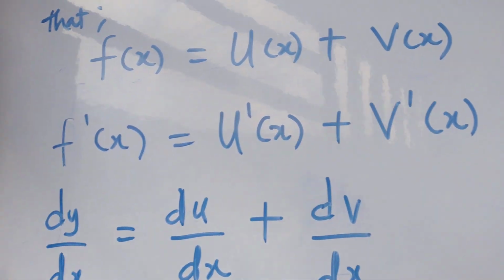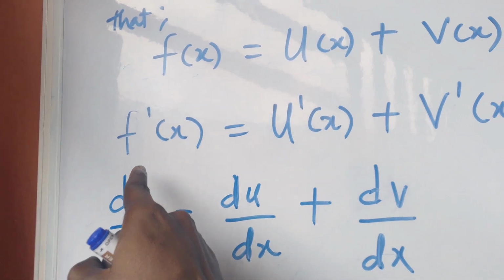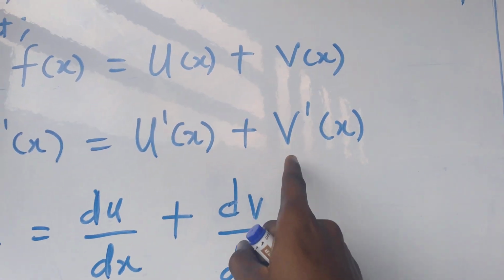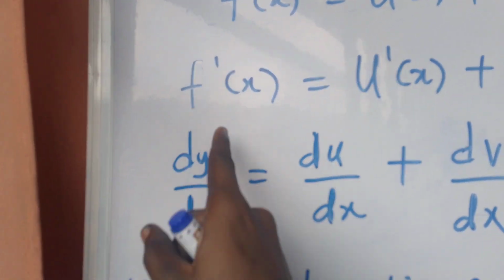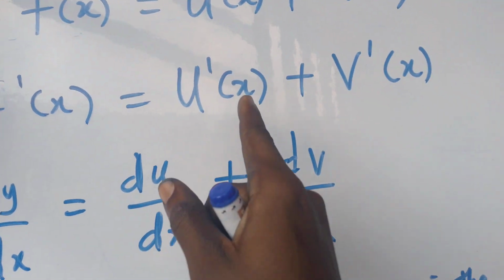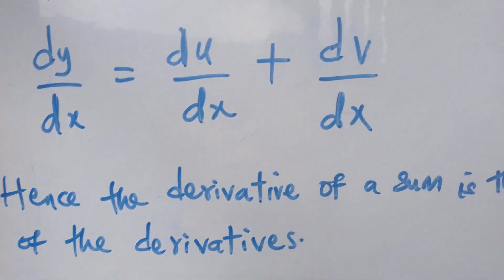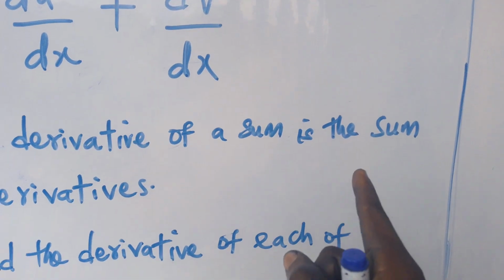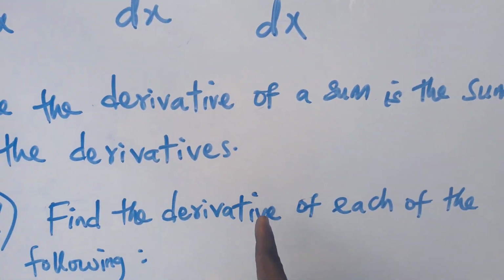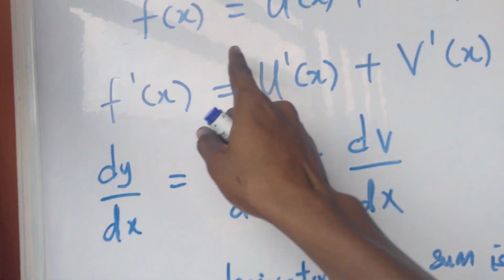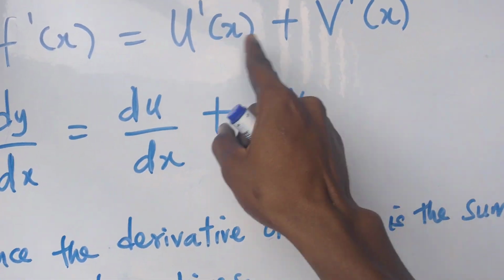That is, when I differentiate this, I have f prime of x. If I differentiate this as well, u prime of x. And if I differentiate this, I'll have this. So f prime of x is the same thing as dy dx, and u prime of x is du dx. V prime of x is dv dx. Hence, the derivative of a sum is the sum of the derivatives. Now, that is it. The derivative of this sum is the sum of their derivatives.